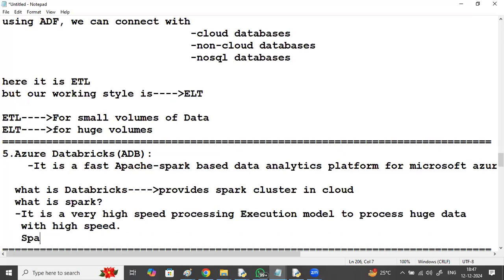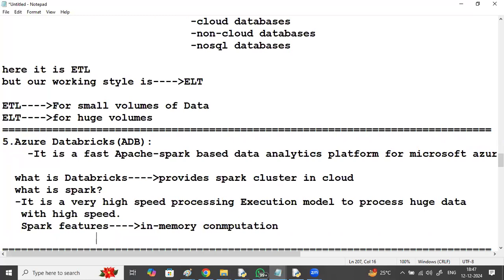Spark's main features: everything is in-memory computation. In-memory computation means storing within the memory and processing within the memory. That's why you are going to see very high speed, right?